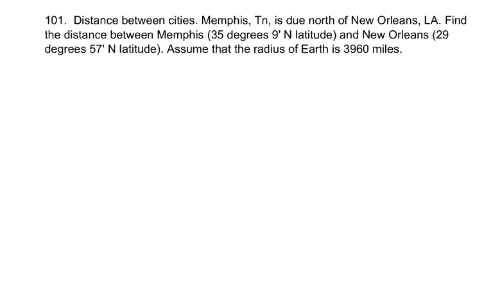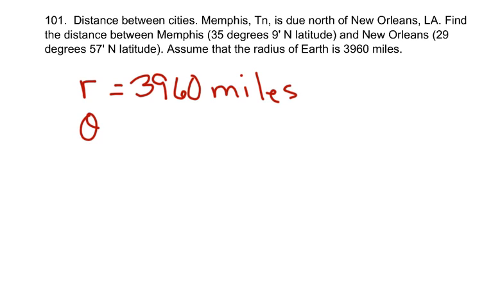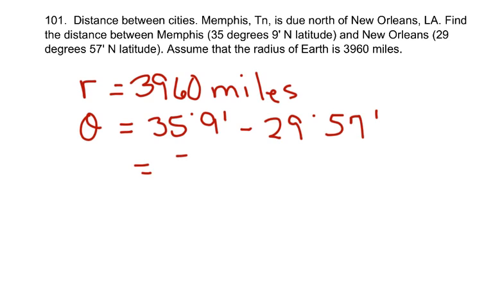101, I'm sure you've already read this. Let's write out what we know. We know that our radius is 3,960 miles. We also know that our angle is 35 degrees and 9 minutes minus 90 degrees and 57 minutes, because we're trying to find the distance. So you subtract the two, which equals 5 degrees and 12 minutes.